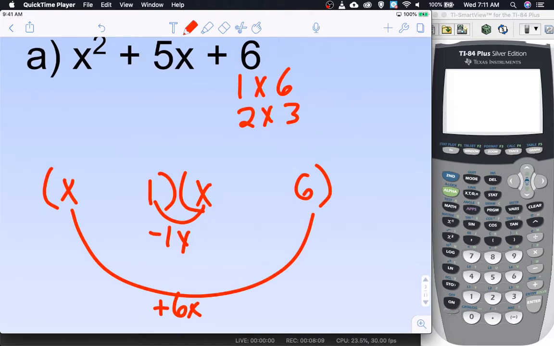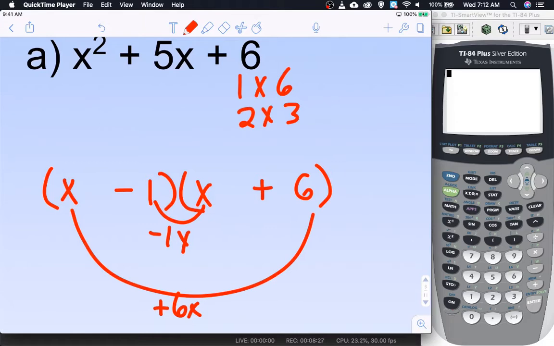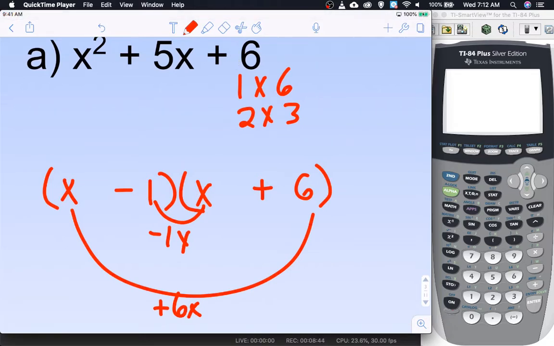The problem is, to make that happen, this would be a negative 1. That way, negative 1 times x is negative 1x. This would be a positive 6. You're like, oh, great, everything works out, perfect. No, it doesn't. My lasts, my negative 1 times my positive 6, does not equal positive 6. My lasts don't multiply out to give you the right thing. So everything looked good until you check it. Now, the correct answer here is not 1 and 6. It's going to be the 2 and the 3.